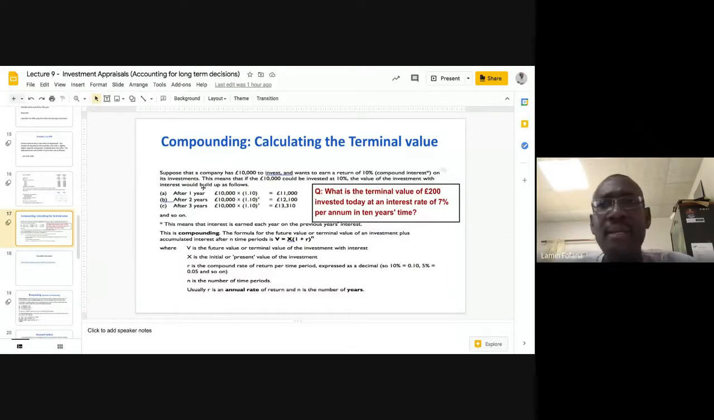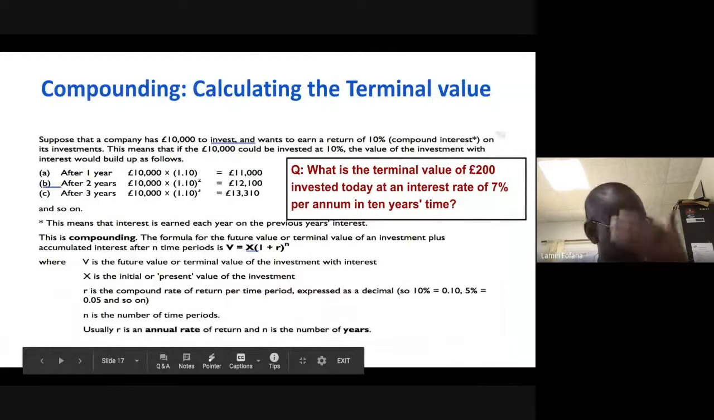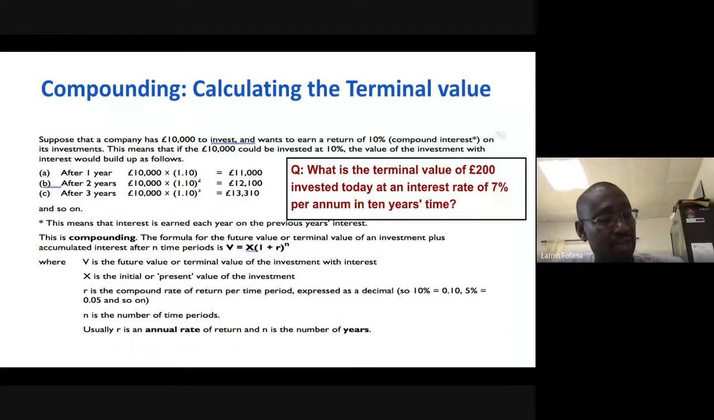Okay. So let's look at our terminal value. First, like I said, the next set of topics is all under one umbrella called the DCF techniques, the discounted cash flow techniques, which includes mainly two main topics. That is the net present value method and the internal rate of return method. But in order to do internal rate of return, you must be able to know how to do your compounding and how to do your discounting. So to do the compounding, we call that calculating our terminal values.